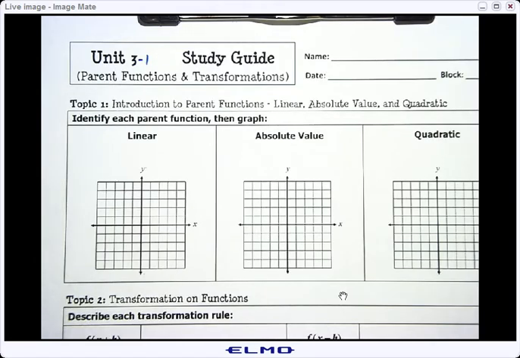All right, so this is the study guide that you were given today. Just want to walk through these problems with you. So hopefully this will help you be ready for the test tomorrow.